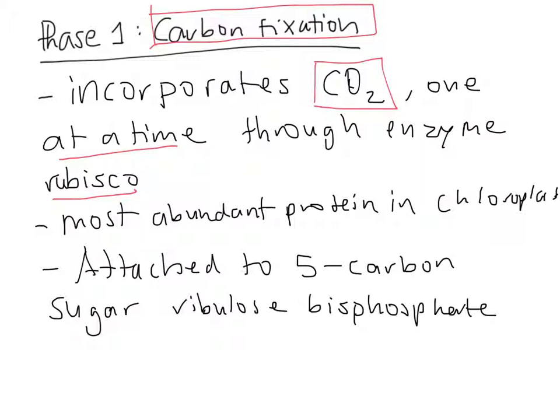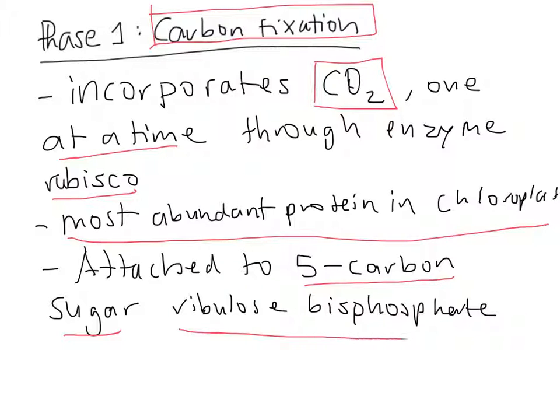And Rubisco is actually considered the most abundant protein in the chloroplast, and one of the most abundant proteins in the world. The carbon dioxide is then attached to a 5-carbon sugar that has been recycled from previous Calvin cycles, and it's called ribulose bisphosphate.